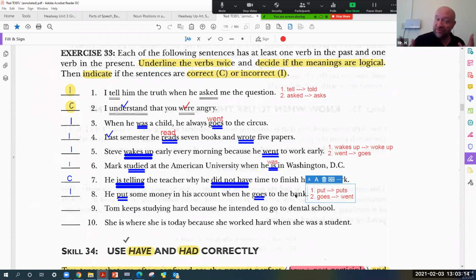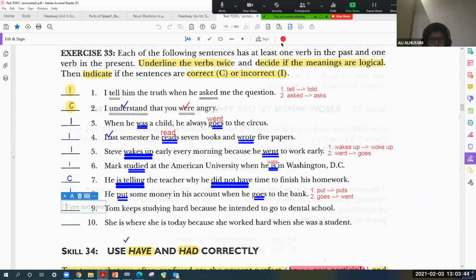Yeah, both are logical. If you put, he puts some money in his account when he goes to the bank, present simple, both routine. Or past routine, he put money in his account when he went to the bank, past routine. Both are logical. Okay, Al Husseini, you want to do the next one? Number 9. Okay.